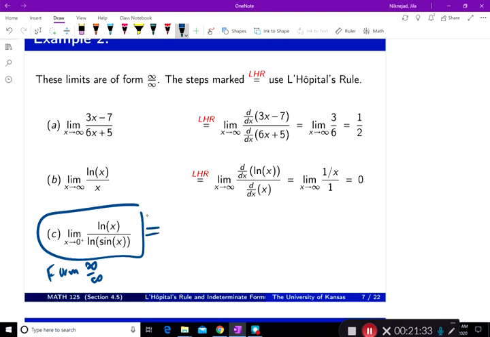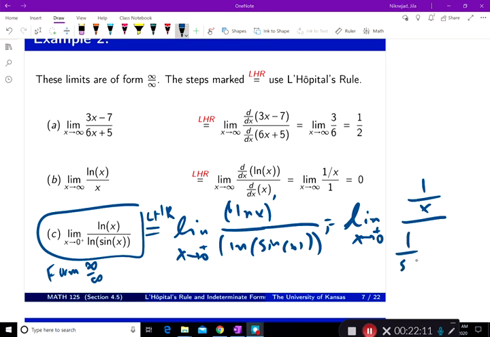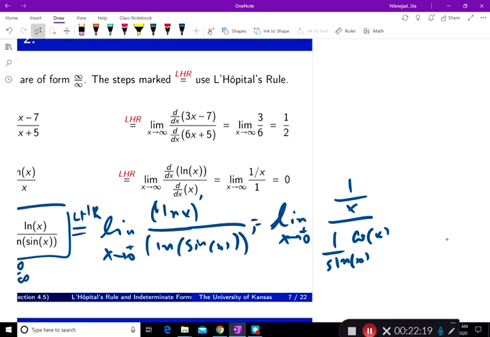Now, can I use L'Hopital? Yes. And let's see, limit as x approaches 0 from the right side, the derivative of natural log of x over the derivative of natural log of sine of x. This is equal to the limit as x goes to 0 from the right. The derivative of natural log of x is 1 over x. The derivative of natural log of sine of x is 1 over sine of x times cosine of x, which is the derivative of the inside. Now, at this point, if I plug in 0, I get infinity on top, and infinity on the bottom.